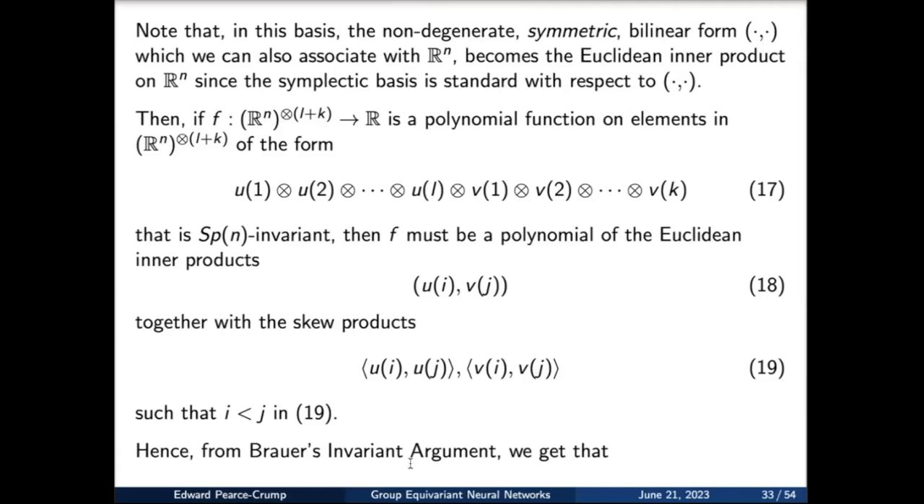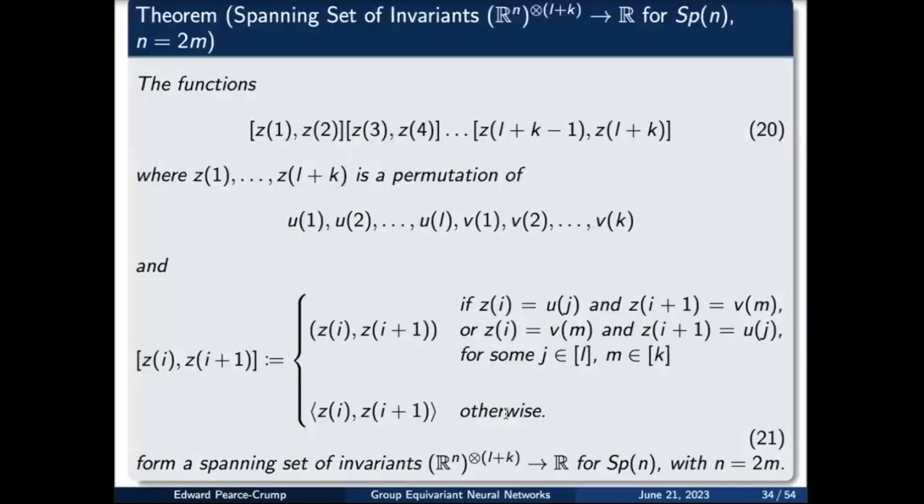And so again, by applying this invariant argument where we had to have one component from each vector, we get this. Again, this looks pretty nasty, but all it's saying is take products of either inner or skew products over all possible permutations, and it's either inner if we're pairing a U and a V or a V and a U, or it's skew if we're pairing two U's or two V's.